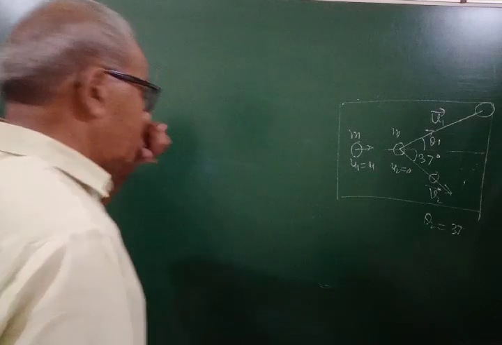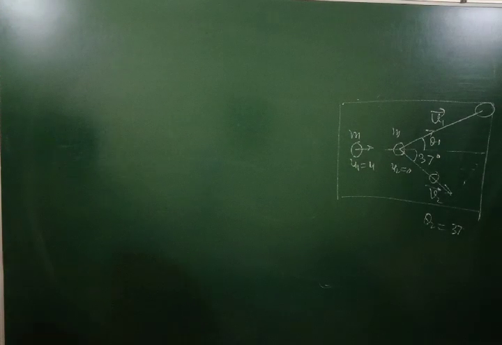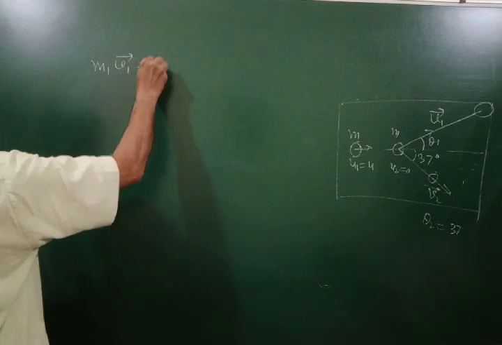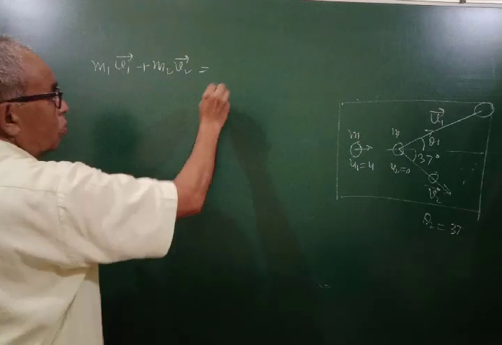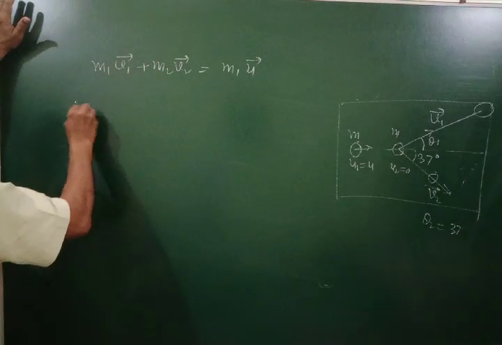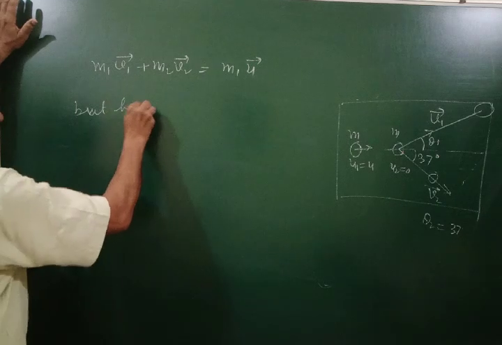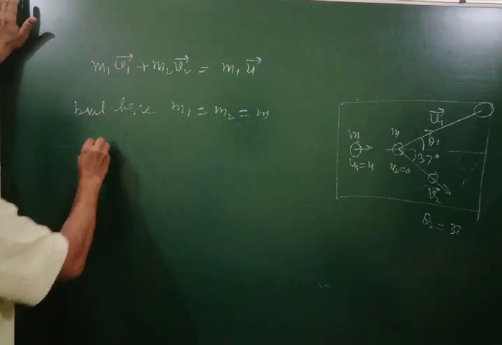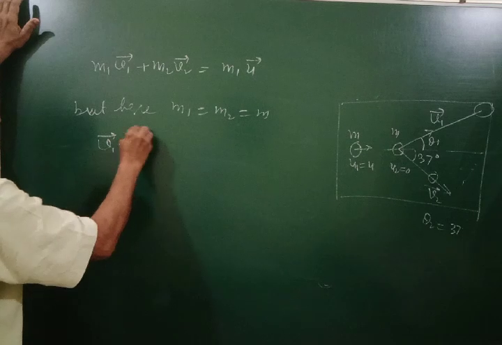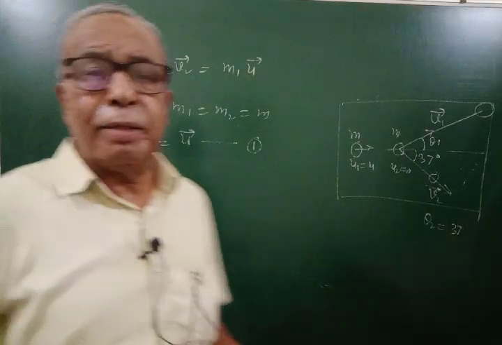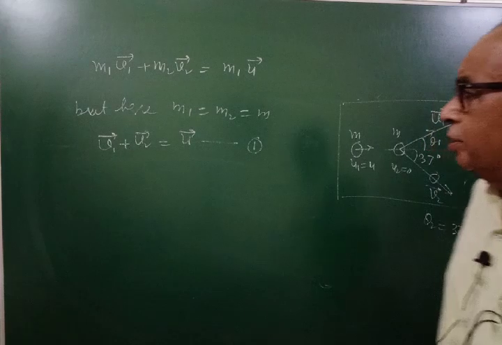I will use vector form here. So from the law of conservation of momentum, M1 V1 plus M2 V2 equal to M1 U. But here M1 equal to M2 equal to M. So this equation reduces to V1 plus V2 equal to vector U. Actually in the book they have taken V initial, V final, so students get confused.